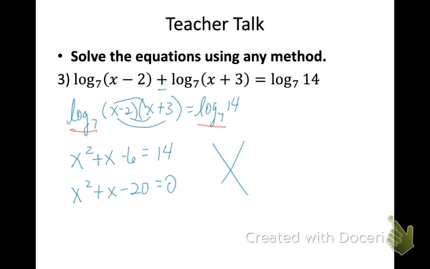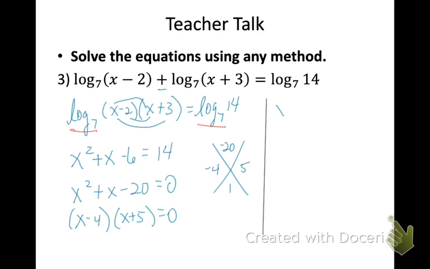I'm going to try to factor that. And I can think of 2 numbers that multiply to give me negative 20 and combine to give me 1. That's negative 4 and 5. So when I solve, my potential solutions are positive 4 and negative 5.